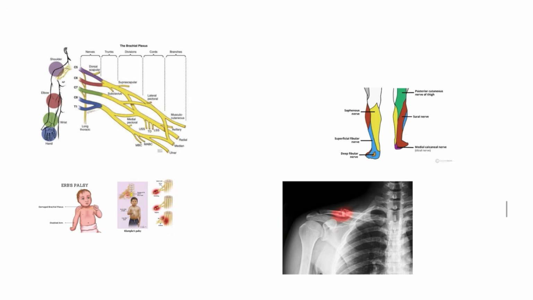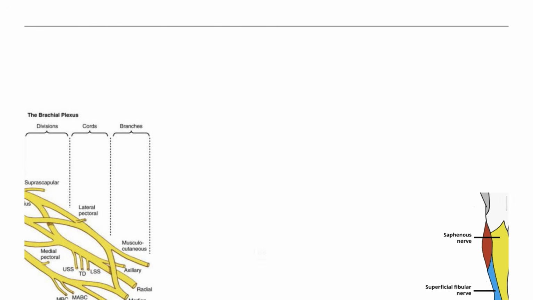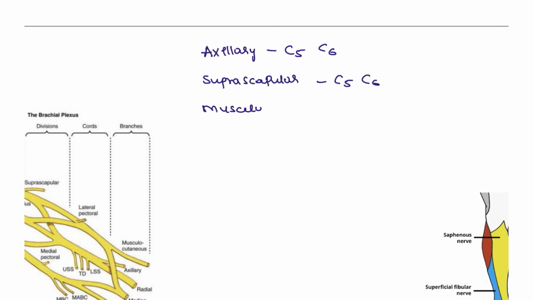Next, the last segment that we are going to discuss today, that is the nerve roots. So I am going to place some of the important nerve roots that you have to remember. The first one is the axillary nerve root, C5 and C6. Next, suprascapular. This is present with C5, again C6, and also we have the musculocutaneous, which has C5, C6, and C7.